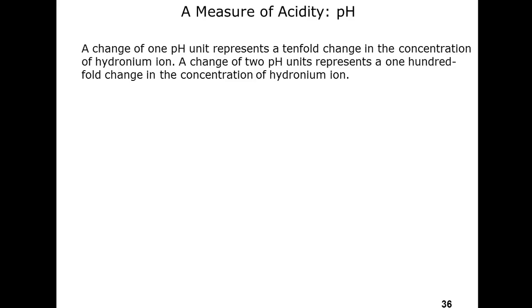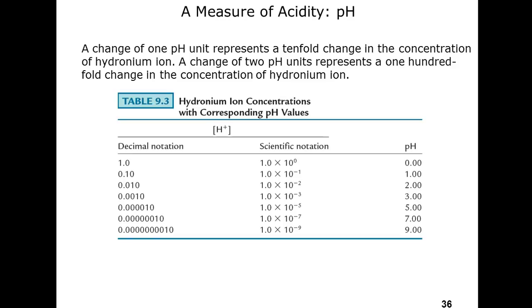Logarithmic scales are based on powers of tens. Let's take a look at this table. On the left we have the familiar decimal notation, running from a value of 1 down to 1 billionth by factors of 10. The middle column represents scientific notation, and the third column is the negative log of the different concentrations, which of course is the pH.